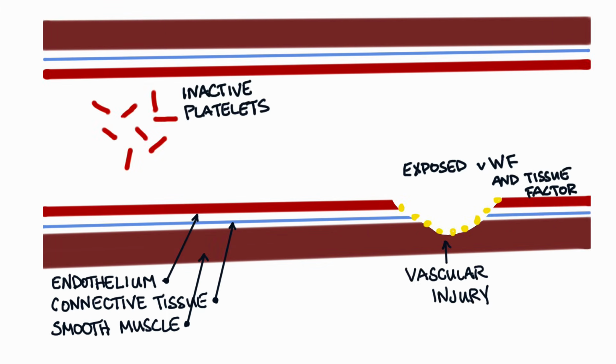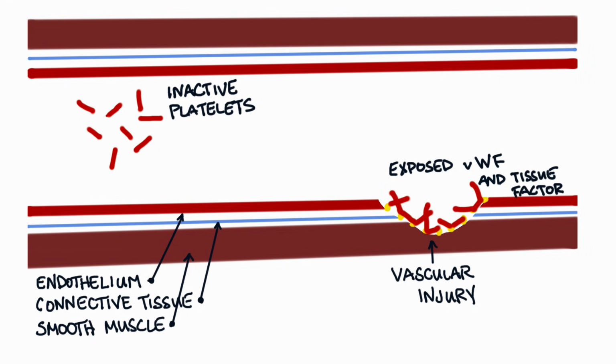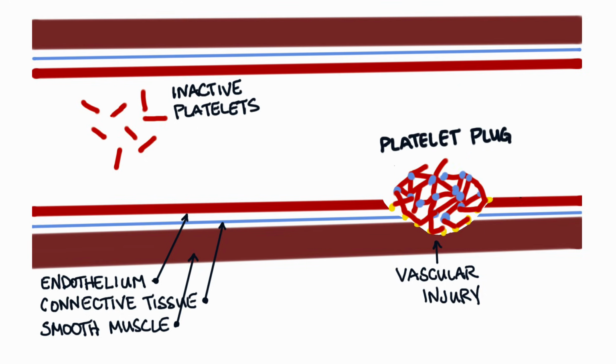When the vessel is injured, von Willebrand's factor is exposed. Tissue factor 3 is also activated by damage to the vessel. Platelets are activated and attached to the von Willebrand's factor by way of glycoprotein 1b. These platelets call in more platelets.